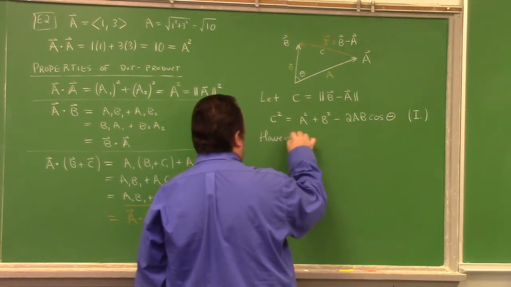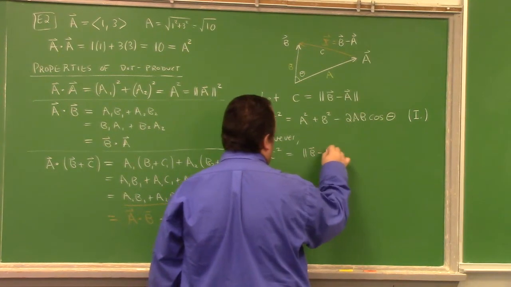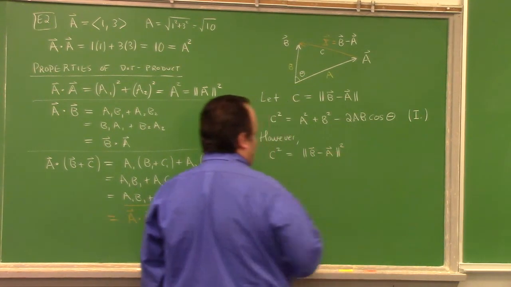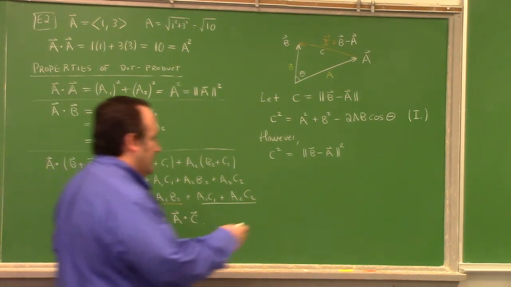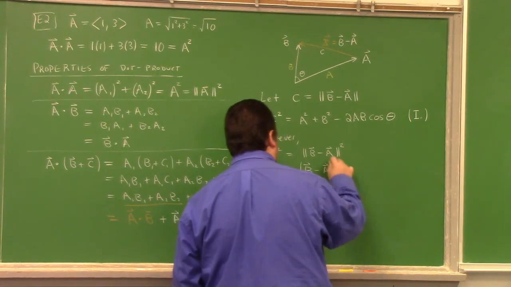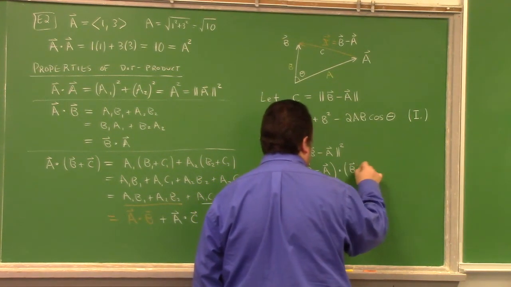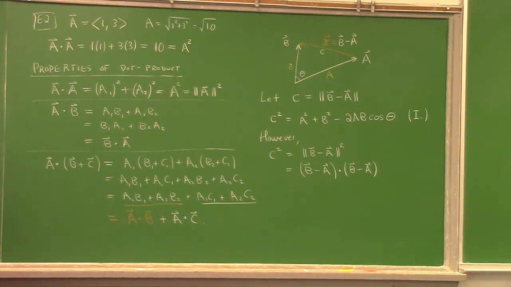However, c squared is equal to the length of b minus a squared. And what did we learn about the dot product? We learned that the length squared of a vector is the dot product of that vector with itself. So I can do b minus a dotted with b minus a. That's another way to calculate the length squared. But that's wonderful because now we can use the algebraic properties of the dot product to calculate it.